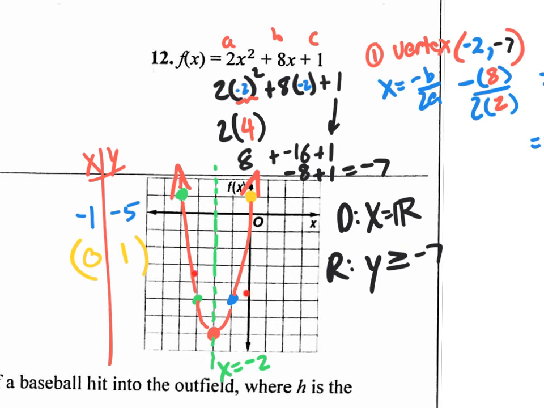It's up here, guys. The y value of the vertex is negative 7. Here's your vertex. The whole parabola is above it. I hope this helps. Finish it up.